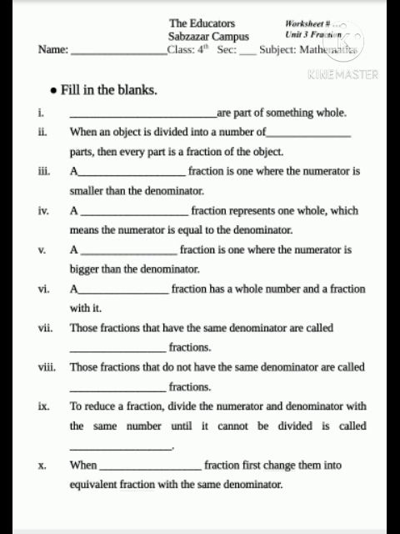A dash fraction has a whole number and a fraction with it: mixed fraction or a mixed number. Those fractions that have the same denominators are called like fractions. Those fractions that do not have the same denominators are called unlike fractions. To reduce a fraction, divide the numerator and denominator with the same number until it cannot be divided, is called lowest form or lowest term. When dash fractions, first change them into equivalent fractions with the same denominator: comparing.